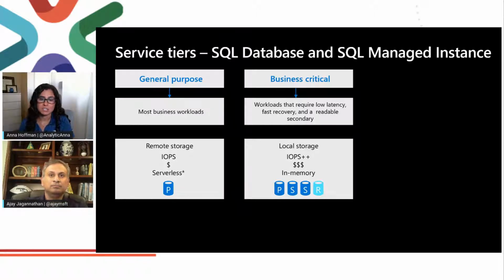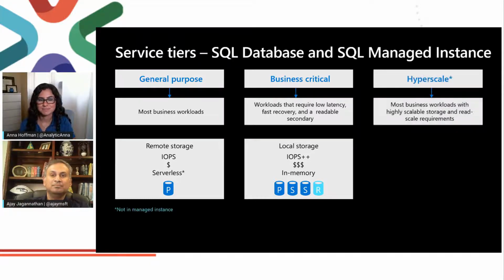You can also imagine, because you already have secondary replicas that exist, the failover time is much faster, and you can get more I/O per second out of a business critical service tier. But there is a price comparison: it is more expensive than the general purpose service tier. And there's one more service tier which is available only in Azure SQL Database today. Yeah, so let me talk about hyperscale.